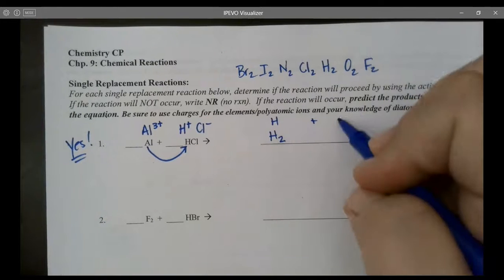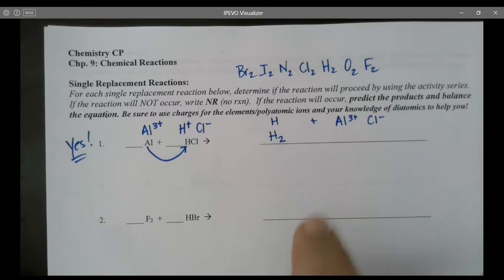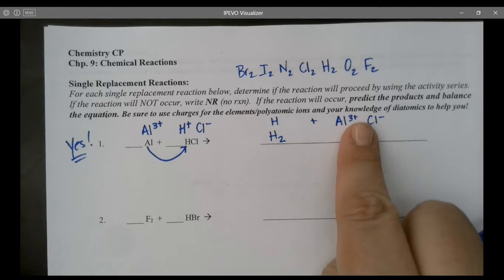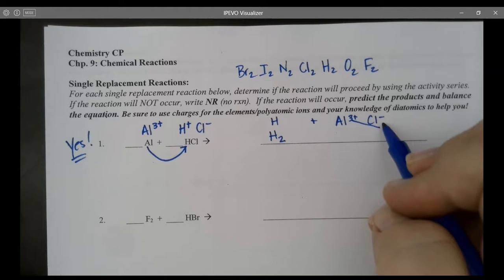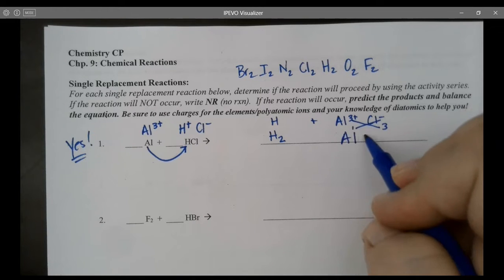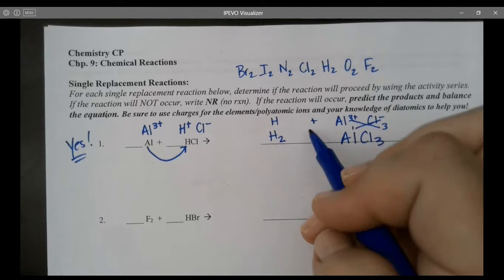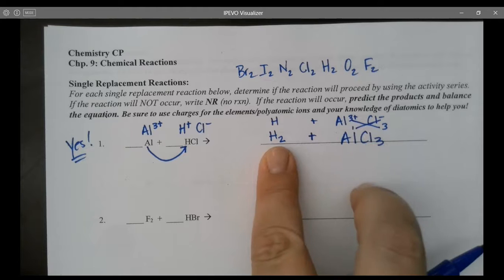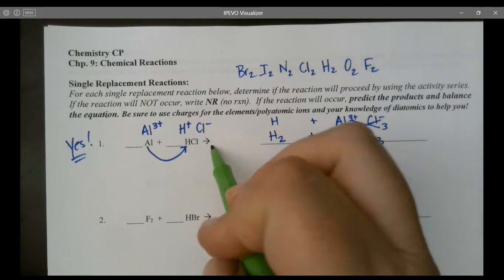So aluminum is going to try and bond with chlorine. Al is a +3. Cl is a -1. And now I can put my compound together based on these charges. I have to have the charges to be able to figure it out. So I'm going to crisscross applesauce. I'm going to get AlCl3. Okay. And so that is my single element and my new compound. Now what I can do is I can balance.